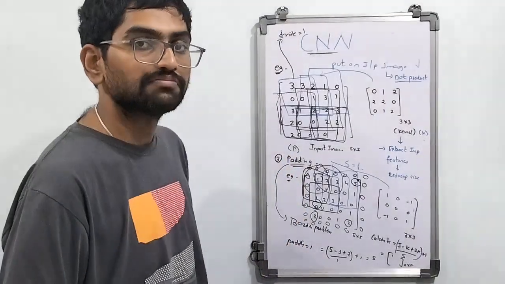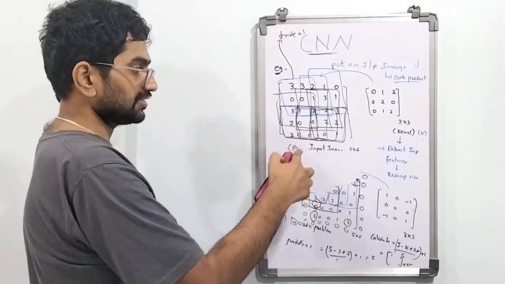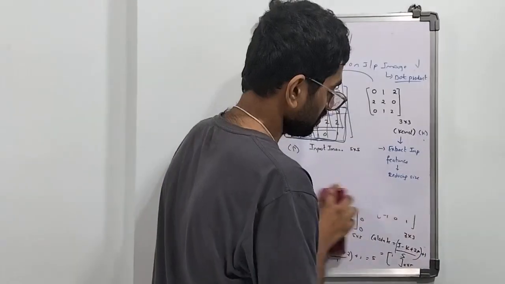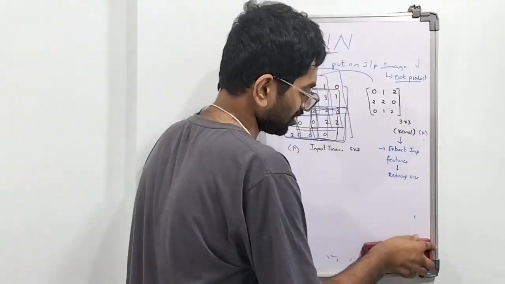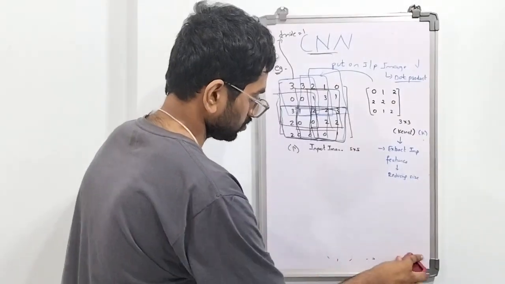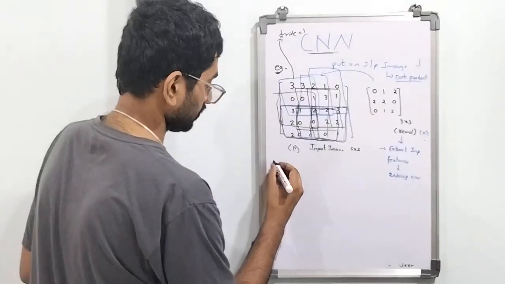Now the next topic is pooling. I am using this example only for pooling, because pooling is a very easy approach to use. It's not that difficult. So what is pooling now? What is pooling?